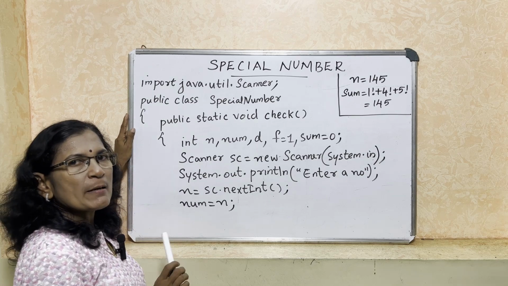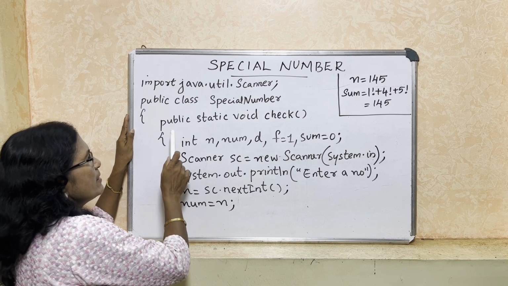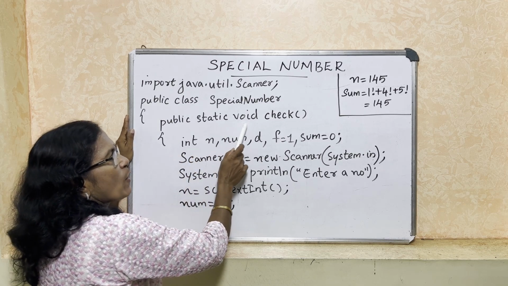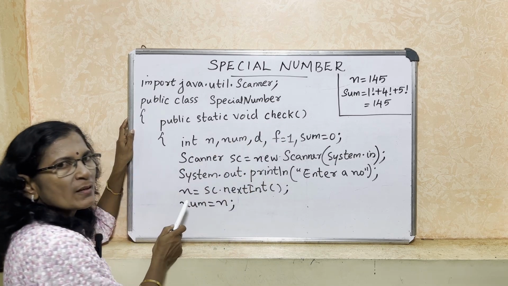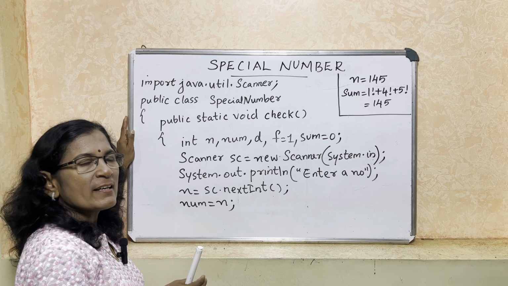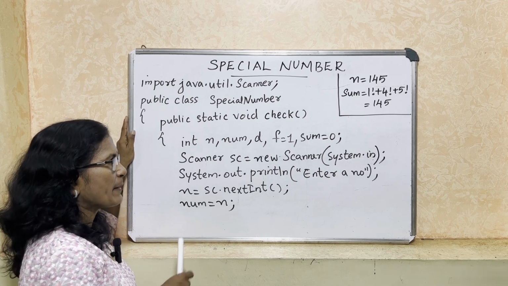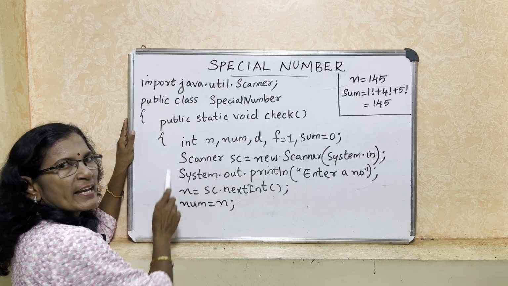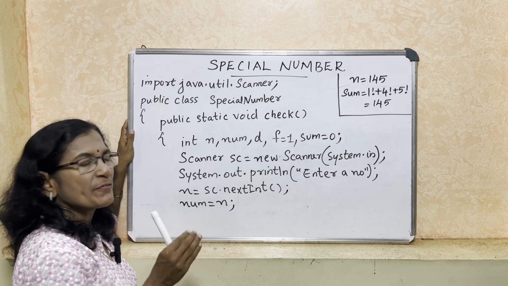All the executable commands in Java are written inside methods. So we have opened a method, public static void check. Any name can be given for the method. The next step is to declare a sufficient number of variables to store the data in the computer memory. So I have declared int n, an integer type variable n, to accept and store the input number from the user.